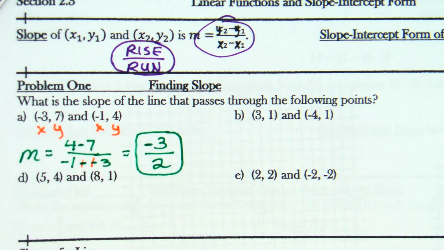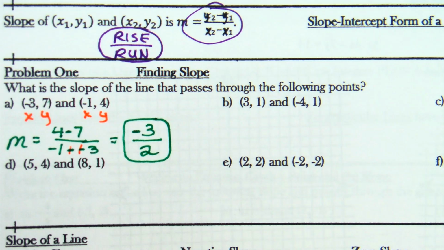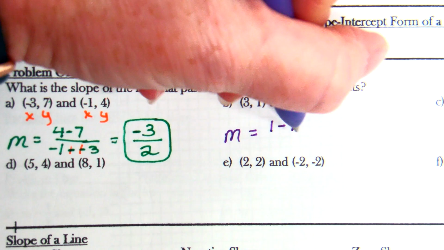Okay, B. You ready to talk B? The ordered pair is 3, 1 and negative 4, 1. What am I going to put on top? 1 minus 1. Okay, 1 minus 1, because those are my values.